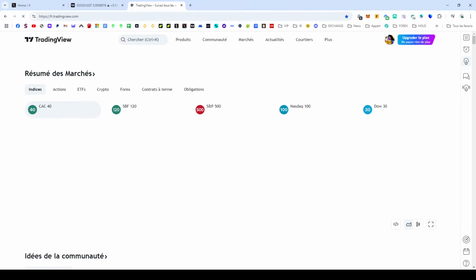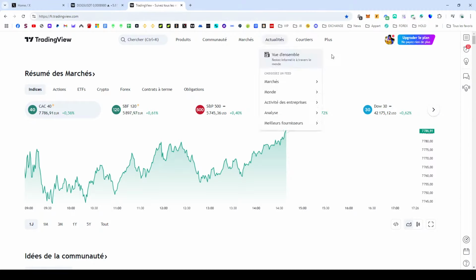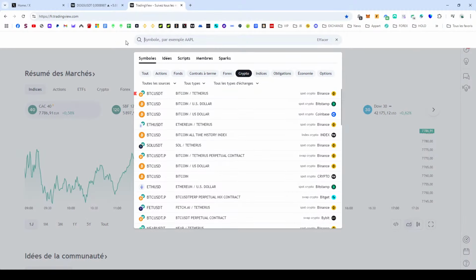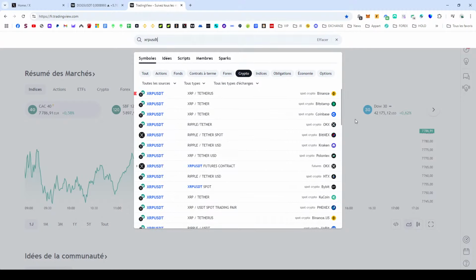Can you see my screen on YouTube? If I change the page, because I would like to show you something else on another chart. I will chart XRP right now.